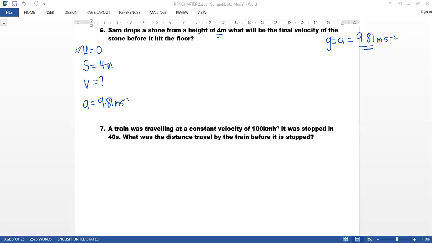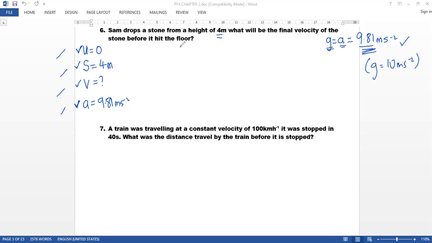Any object dropped from a certain height, initial velocity is 0. It is falling to a certain height. The height is the distance it is falling. You are looking for final velocity, and the gravitational acceleration was not given. It's actually A. Because any object falling towards Earth must have gravitational acceleration. So let's say I give it as 9.81. Sometimes they'll give it as 10. Okay, today we are using 9.81 because your syllabus uses 9.81. So now the formula is SUVAT.